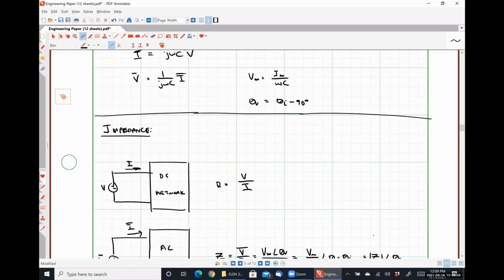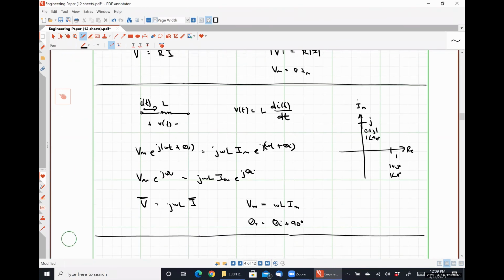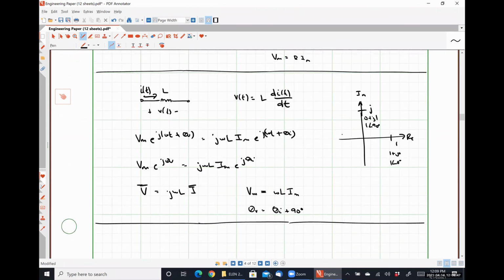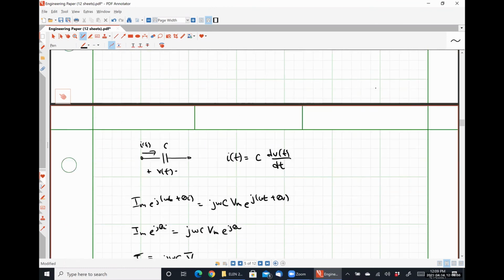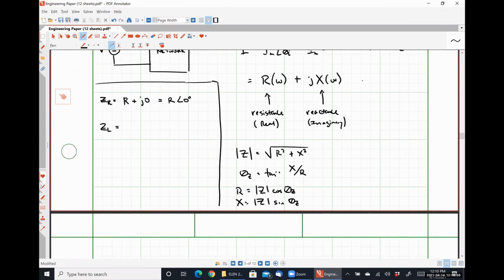What about an inductor? So let's scroll up here and look at what's going on with our inductors. We can see that V divided by I is equal to j omega L. So I'm going to call that 0 plus j omega L. And in polar form then, that's going to be omega L angle positive 90 degrees.